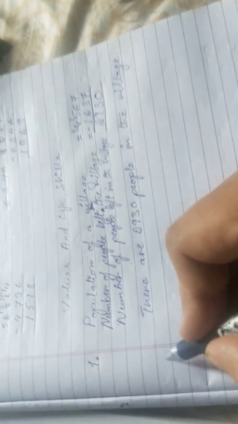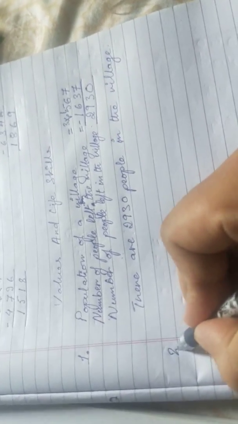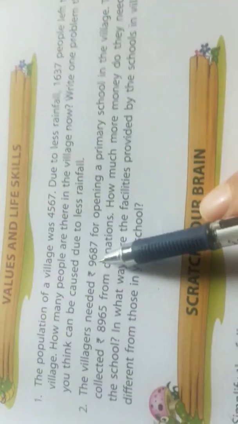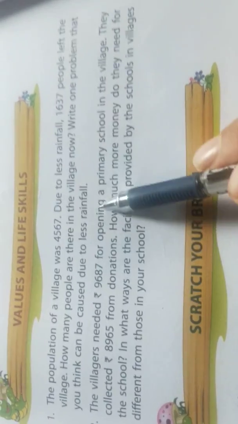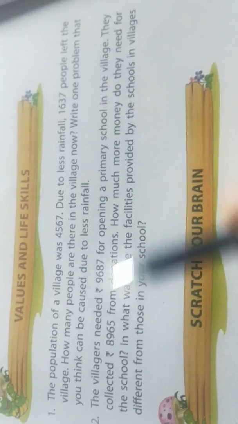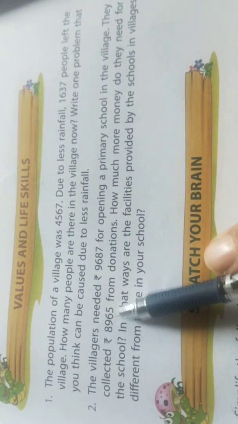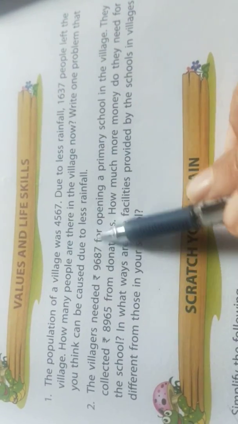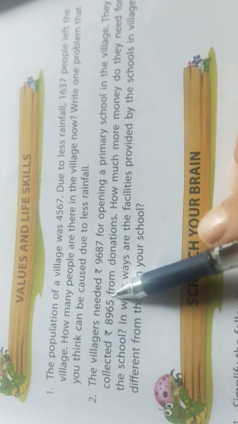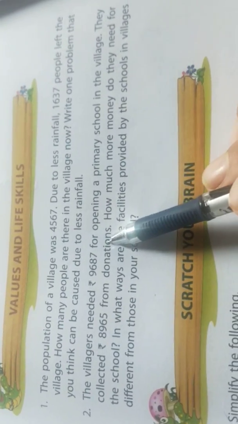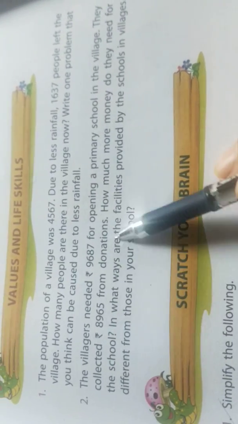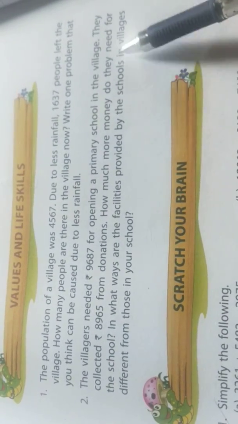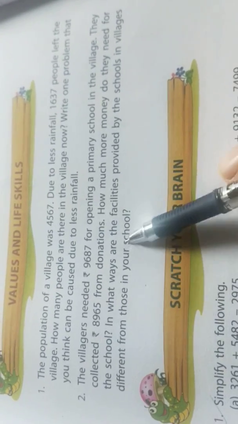Now in question number 2, you can see the villagers needed rupees, this much, 9687, for opening a primary school in the village. They collected 8965 from donations. How much more money do they need for the school? In what ways are the facilities provided by the schools in villages different from those in your school?